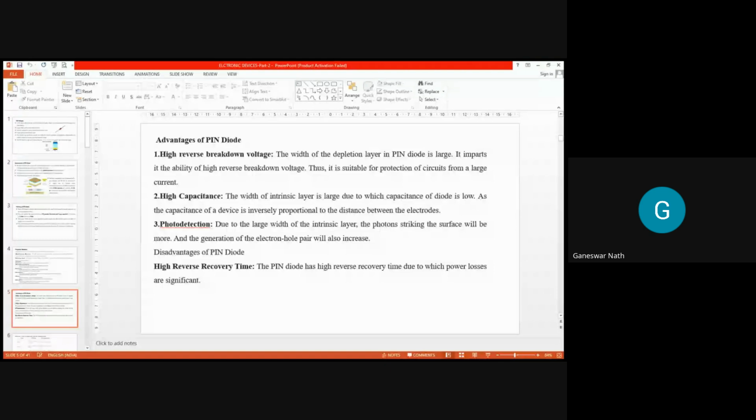Similarly, it also has photo detection capacity. Due to the large width of the intrinsic layer, the photons striking the surface will be more, because I told you the intrinsic region plays a vital role in describing the working of the PIN diode. So it also helps in photo detection, because due to the large width of the intrinsic layer, the photons striking the surface will be more, and the generation of electron hole pairs also increases. These are some of the advantages.